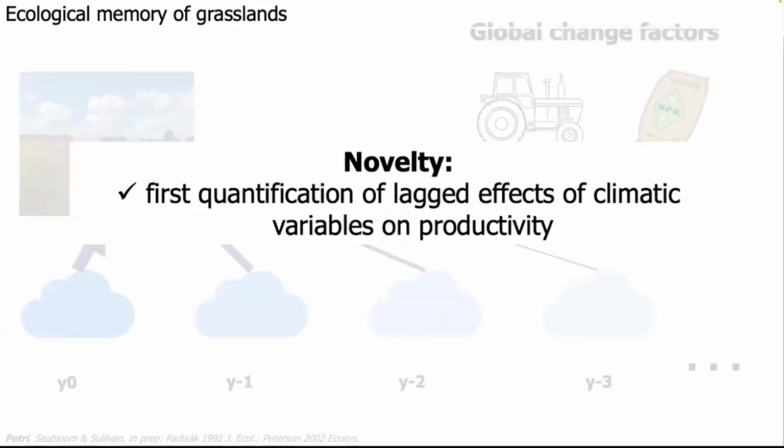So the novelty is really the quantification of these lagged effects of environmental variables, of climate variables. That's something that has been done a lot in tree rings to understand the growth of trees over time, but it has not been done with productivity and thinking about plant communities as a whole.